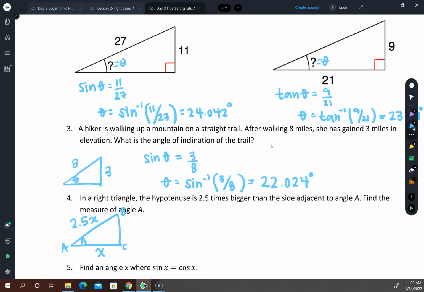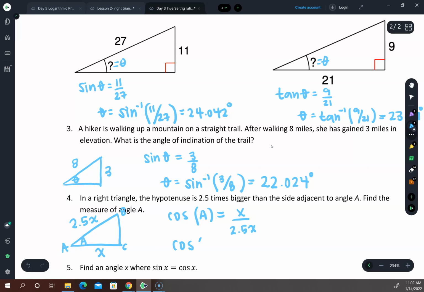So that's how we would set up our triangle. I know my adjacent side, I know my hypotenuse, so I can find my angle A. So, oops, it's not sine, but what is it? It's cosine. So cosine of angle A is going to be equal to x over 2.5x. So what happens to the x's? They go away. We don't even need them. So to find angle A, I'll say inverse cosine of 1 over 2.5. So that's what, 66.422?